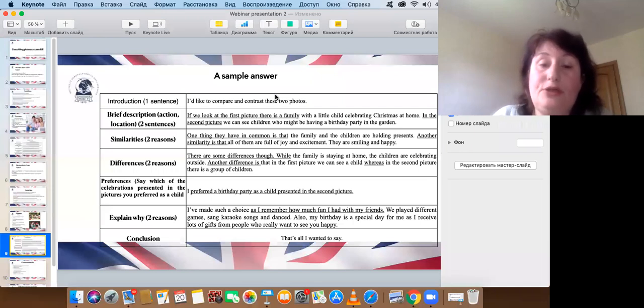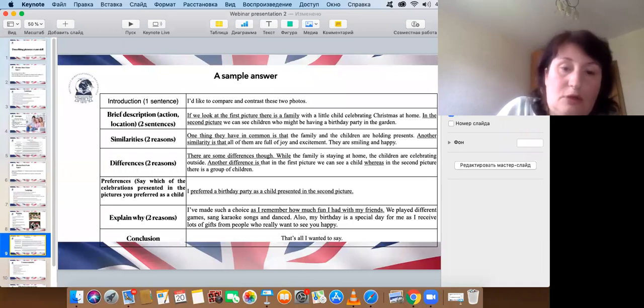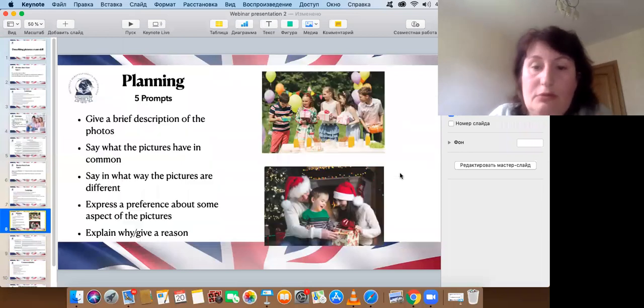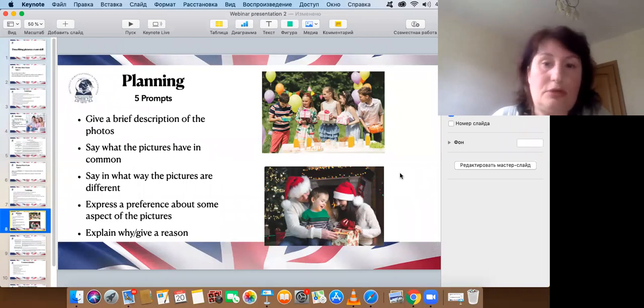If you look at the first picture, there is a family with a little child celebrating Christmas at home. Again, action and location, at home. In the second picture, we can see children who might be having a birthday party in the garden. Actually, why might be? Speculating. Look, all of them have presents. I'm not sure whether they're celebrating a birthday party. So actually, it may be just a party dedicated to, I don't know, maybe they finished the grade. I don't know.